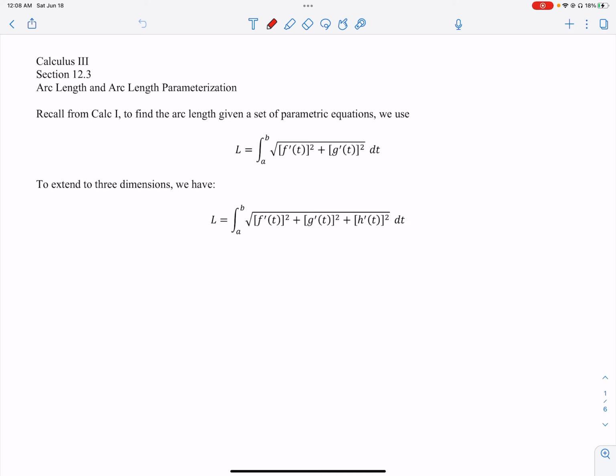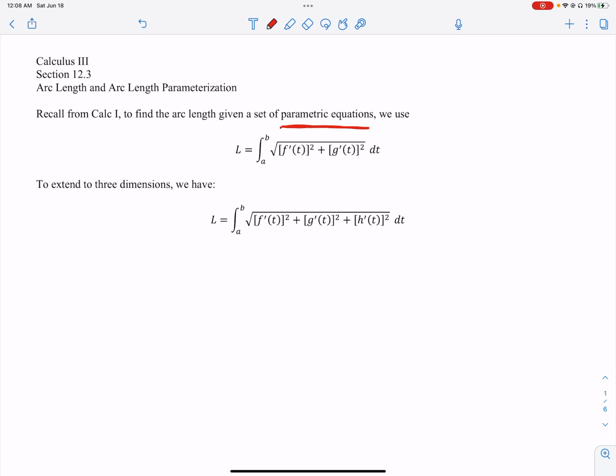So recall from Calc 1, this was the formula for arc length, and hopefully somebody at that point explained that formula and where it came from. I'm not going to do that here since that is a Calc 2 topic usually, but to extend to 3 dimensions, all we do is add that third component. Remember, this is finding arc length given a set of parametric equations.